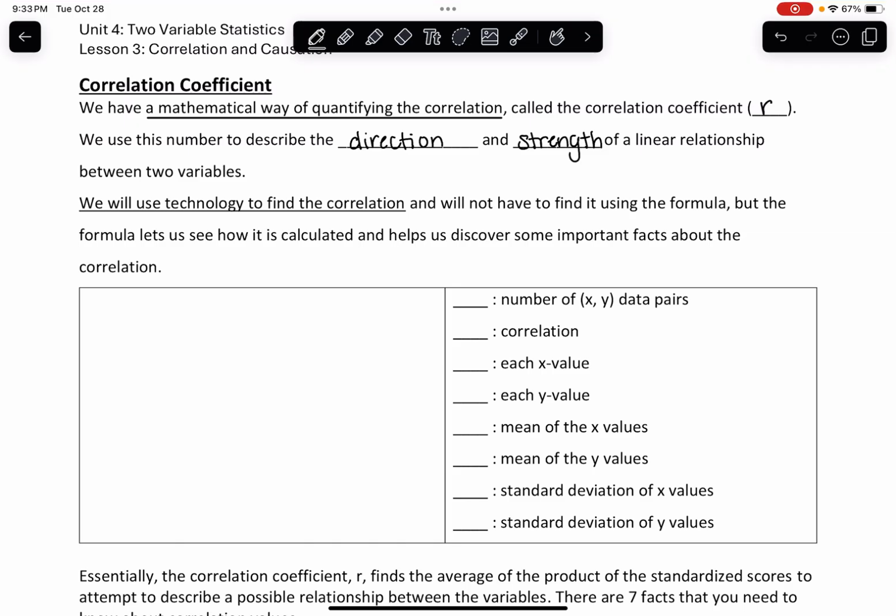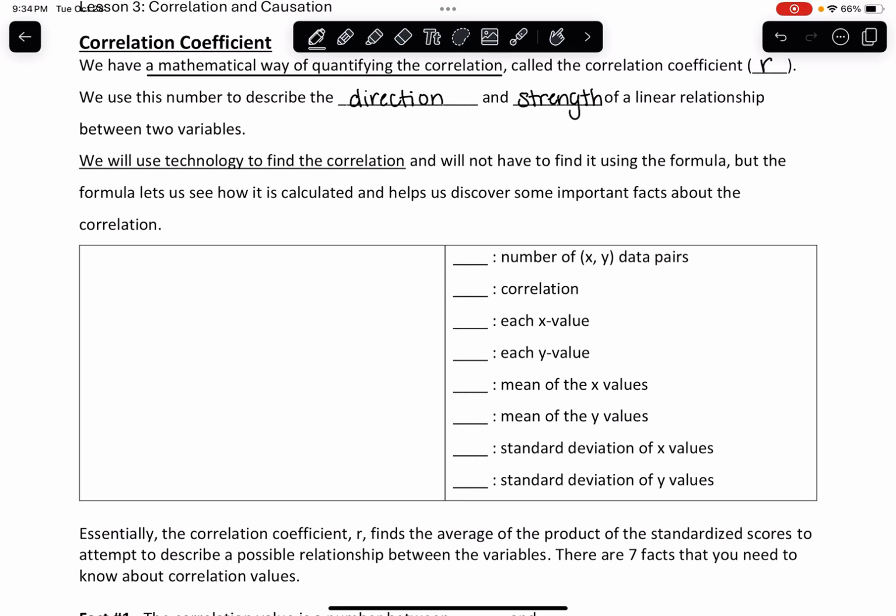So if you recall from lesson 4.2, we talked about form, direction, and strength being the big three things that we need to comment on when we're talking about our scatter plots. This number will help us identify two of those things. We are going to always use technology to find that correlation. If you remember back to our Vitruvian Man example, I briefly showed you what the equation looks like in order to find correlation by hand. We are going to take a look at that formula here right now in the notes. You will never have to do this by hand. However, understanding this formula helps us understand some things that are really, really important to know about correlation.